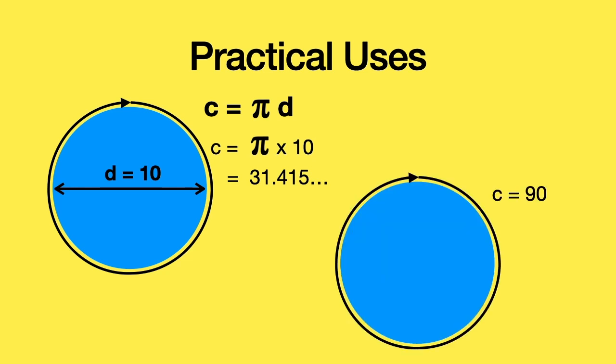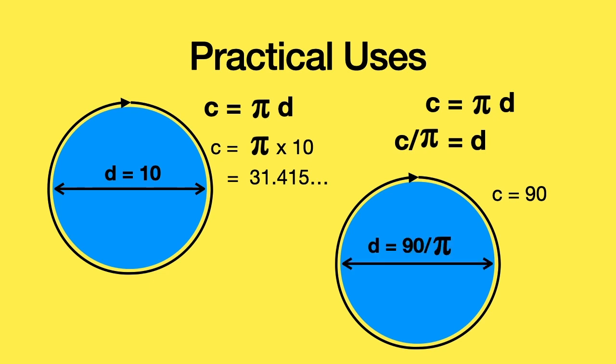Similarly, if we had the circumference of 90 and we were looking to find out what the diameter was, you can rearrange that formula C equals pi D by dividing both sides by pi. C divided by pi equals D, and then substituting in 90 into that formula, the circumference of 90 will get you the diameter equal to 90 divided by pi, which will equal approximately 28.647.